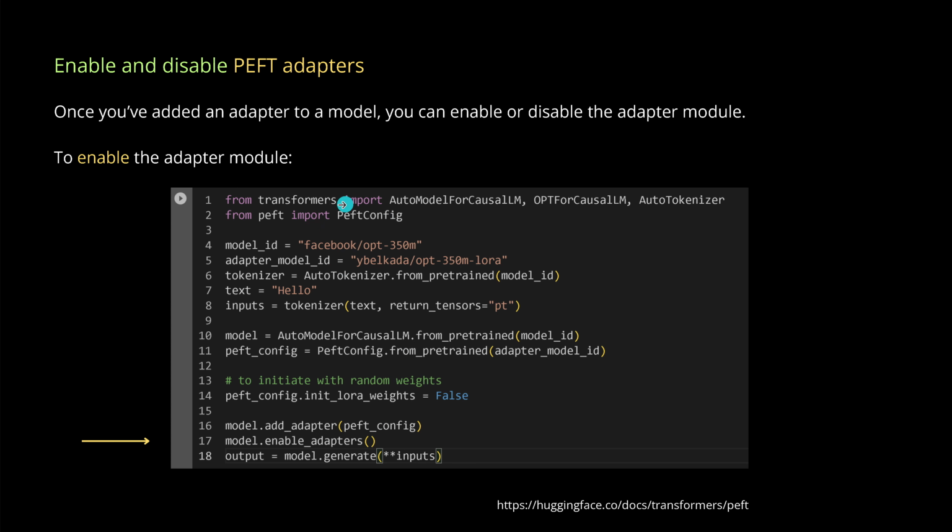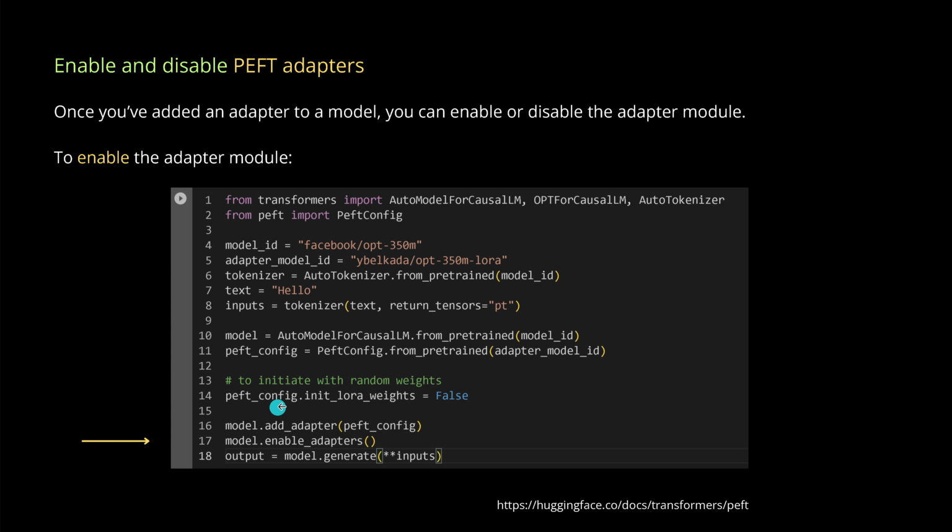So again, you have the transformers library, the PEFT library. We go again with Facebook OPT-350. We go again with the LoRA adapter model that we have. And then we say, this is the model, Facebook, and the PEFT configuration. We have now from our pre-trained PEFT adapter model, the 350 LoRA model goes in here. Either you choose to initialize all the random weights, yes or no.